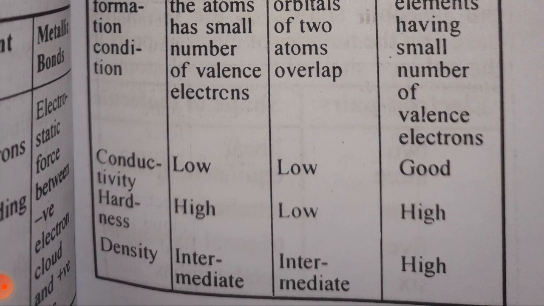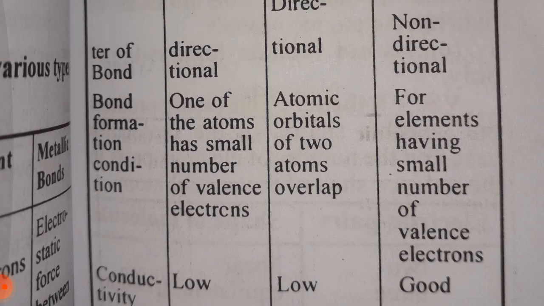Conductivity of ionic bond is low. Conductivity of covalent bond is low. Conductivity of metallic bond is good. Hardness of ionic bond is high. Hardness of covalent bond is low. Hardness of metallic bond is high. Density of ionic bond is intermediate. Density of covalent bond is intermediate. Density of metallic bond is high.